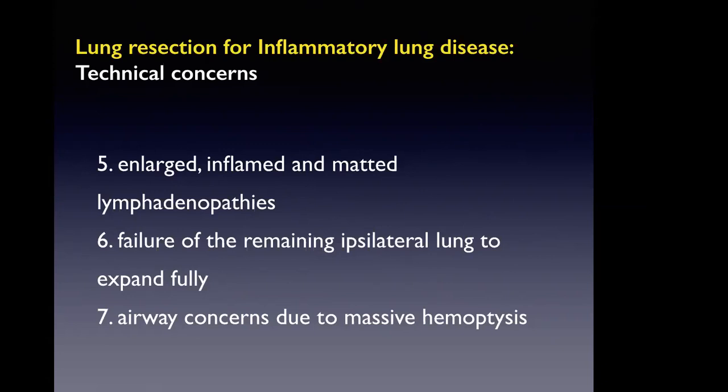And another is airway concerns due to massive hemoptysis. A lot of the patients come in with massive hemoptysis, so we have to control them first. We usually put in an endobronchial blocker to block it, and then try to temporize and do the surgery 2 or 3 days after we have controlled that hemoptysis.